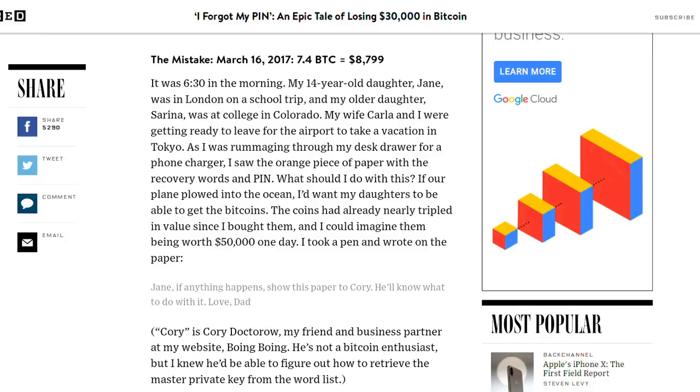So, next section, the mistake. March 16th. Bitcoins were now worth about $8,800. So he's gained 10%, nearly 2.5, in about 2 months. It was 6:30 in the morning, and he was heading away on vacation. So what he did is he took the piece of paper and gave them a note: "Jane, if anything happens, show this paper to Corey. He'll know what to do with it." And he took the paper into Jane's bedroom, his older daughter's, and stuck it under her pillow. And then they headed off to LA airport.